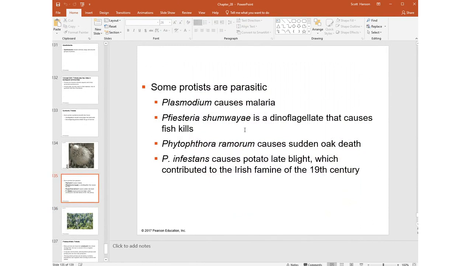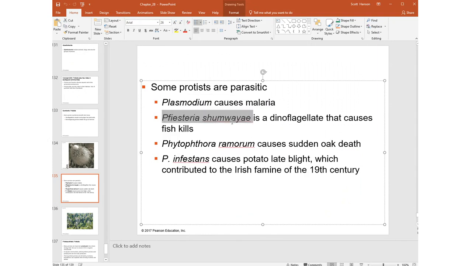And then some protists are also parasitic, as we've seen. Plasmodium causes malaria, and Pfiesteria shumwayae is a dinoflagellate that causes fish kills in the oceans mostly. And then Phytophthora ramorum causes sudden oak death disease in oak trees, and we'll see pictures. And then also Phytophthora infestans causes potato late blight, and that kills potato crops.